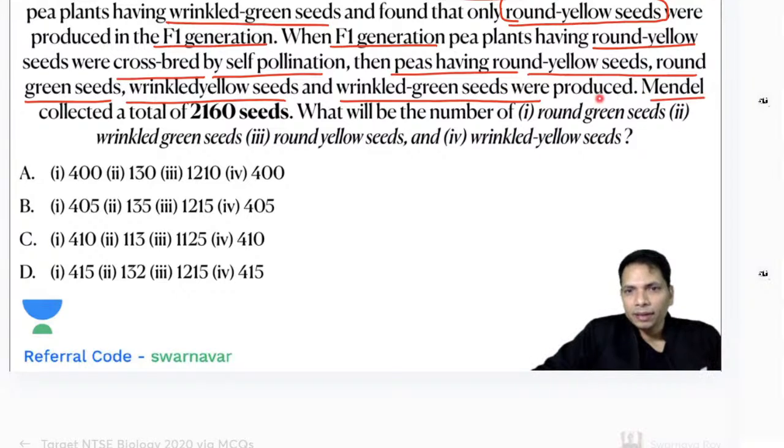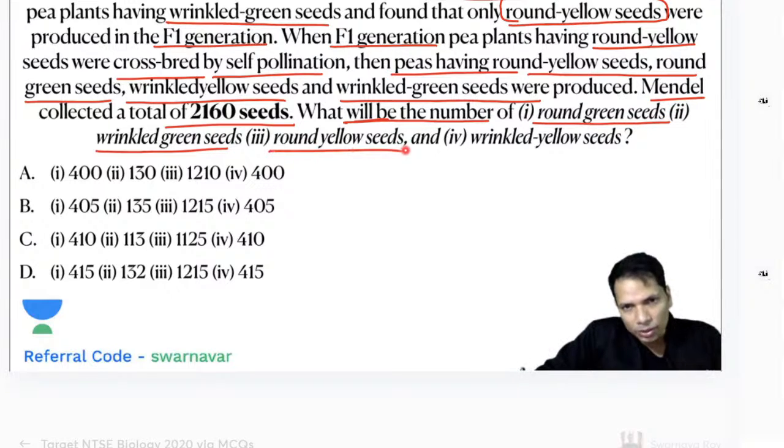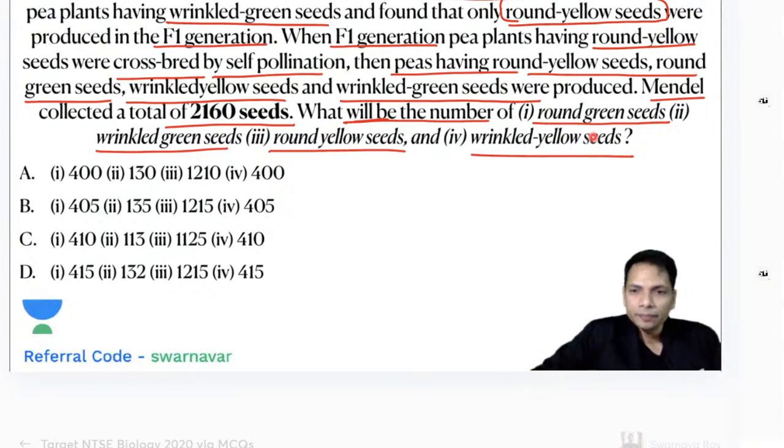Now Mendel got a total of 2160 seeds in the F2 generation. So many seeds. So the question is, what will be the number of round green seeds, wrinkled green seeds, round yellow seeds, and wrinkled yellow seeds? Anybody knows this or knows how to do this? I know Akanksha is from class 9. Urvashi, do you know how to solve this problem?